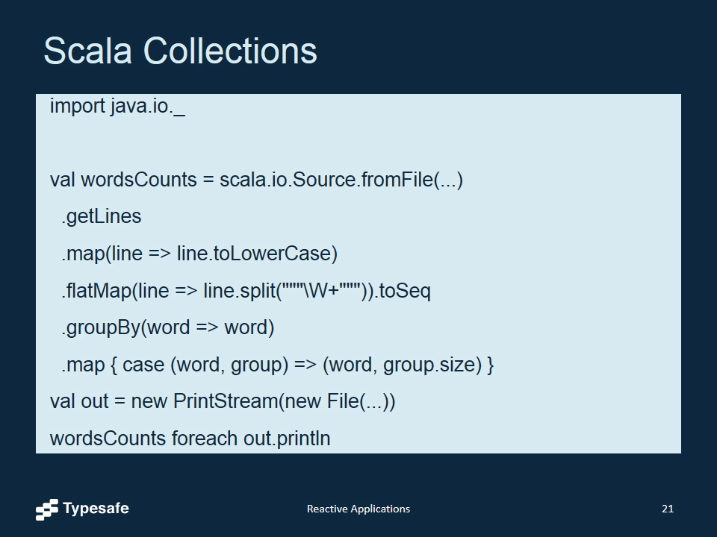And then we're going to split each line into words. That's what this flat map line does. Then we're going to group over those words. So this is what brings all occurrences of a given word together. And then the final result is to take each word and group pair and output the word and the size of the group, and that gives me the count. And then the last two lines just do the printouts to some file.